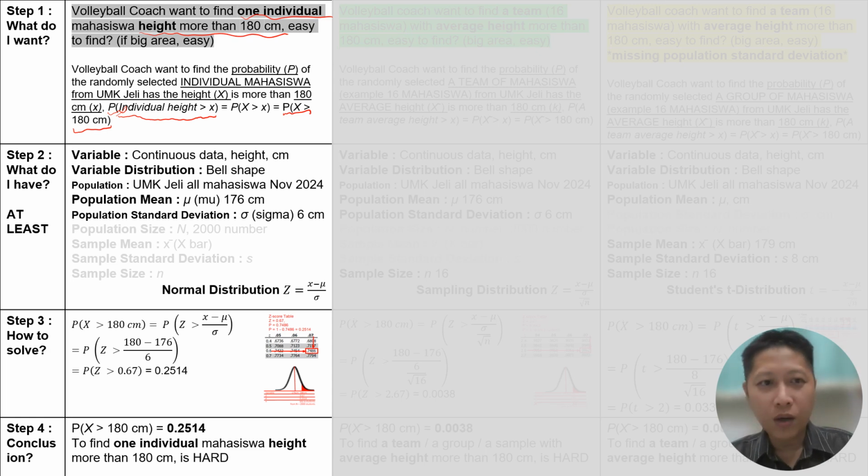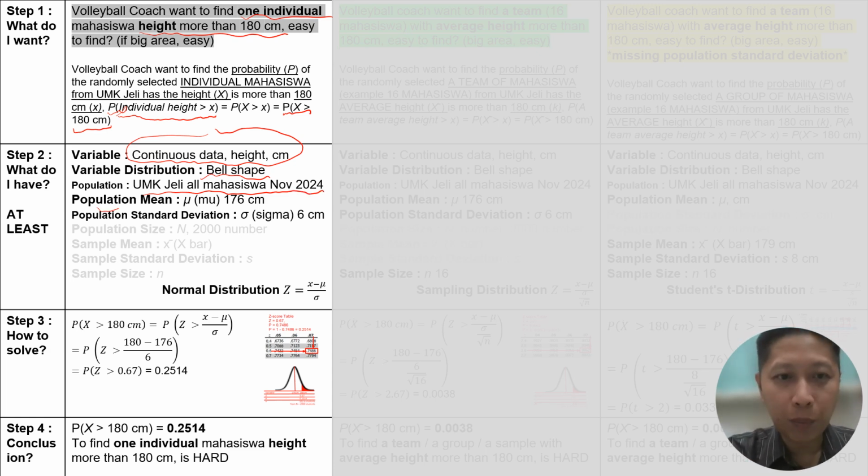Step number 2, what do I have? Let's check. We have continuous data, the height in cm. We assume that our distribution is bell-shaped because extreme cases, a very tall person, are not many. A very short person, not many. Average height, yes, a lot. We have a bell shape. The population is from UMK Jeli campus, all mahasiswa, November 2024.